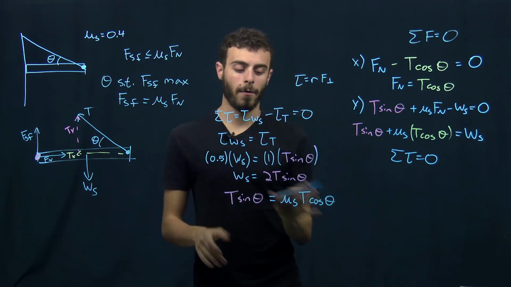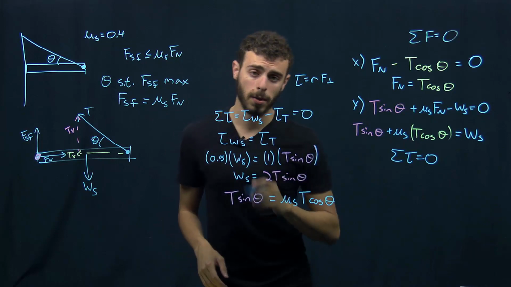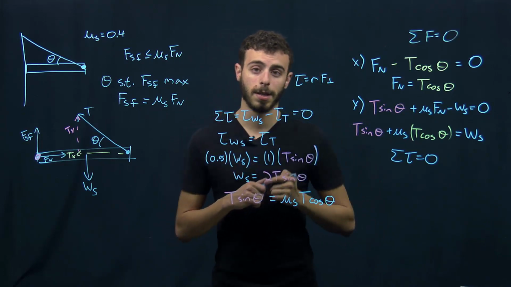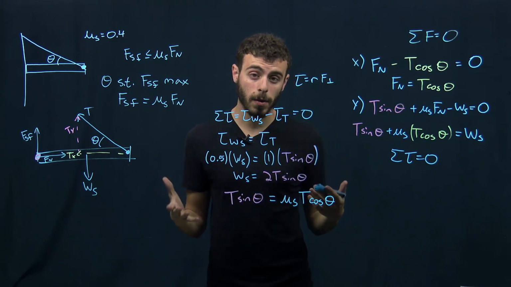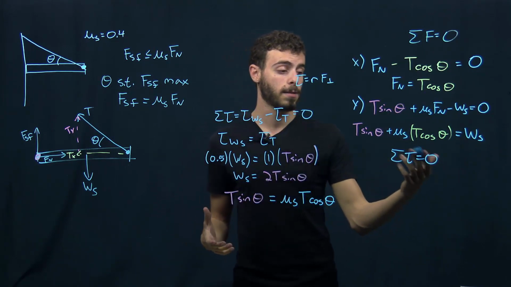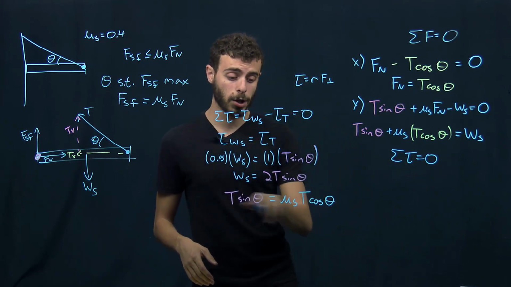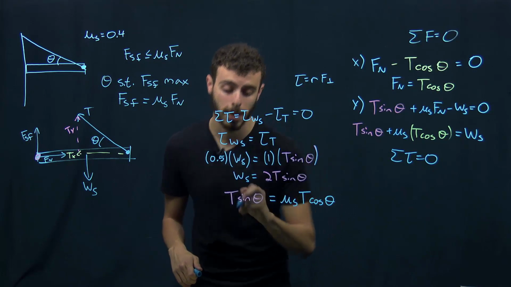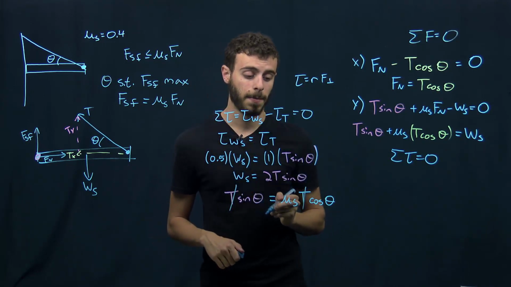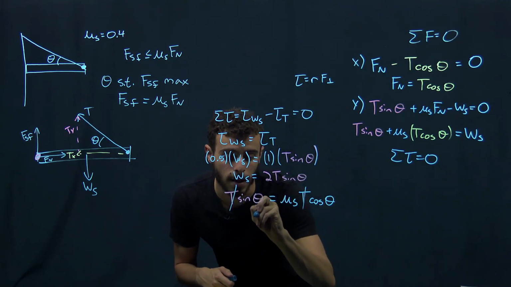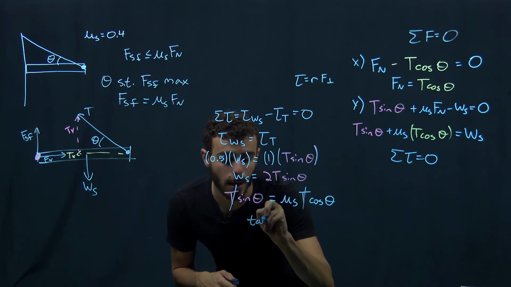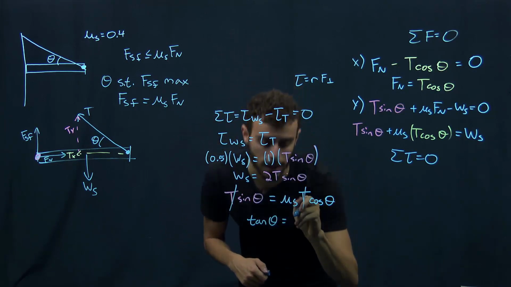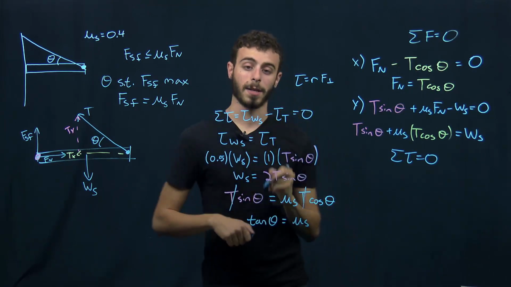Here we now have one relation, and we have two unknowns. We don't know T and we don't know theta, but we do see that the tension force is in both equations. So instead of having to apply torque about any other pivot point, we can just see that our tension force is going to cancel out. We'll divide this equation by T. These two T's cancel. Follow along for this trig at home, but basically divide by the cosine, and we get tangent of theta is equal to mu s.